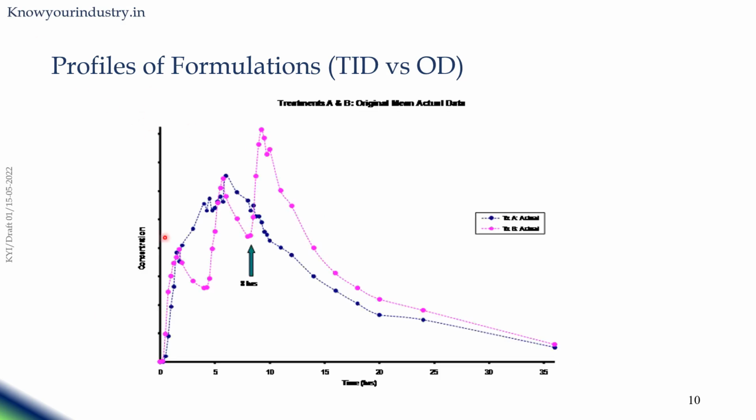So this particular plot shows a once daily dosage form against the 3 times daily administration of a dosage form. The pink line indicates the 3 times dosage administration, and the blue line indicates the once daily administration, and this is also maybe achieving the target release profile and giving a pharmacological activity throughout 24 hours.